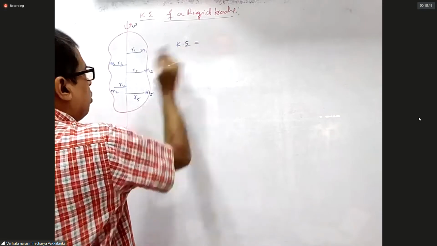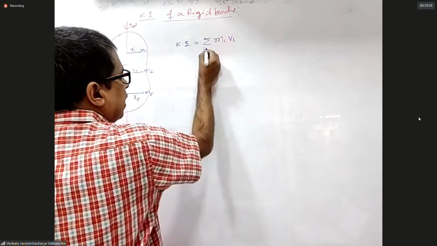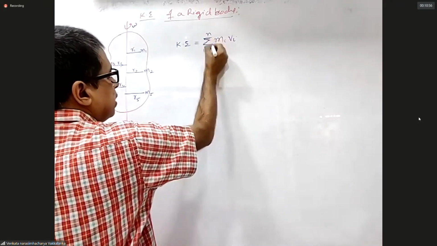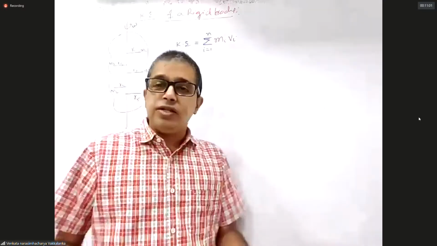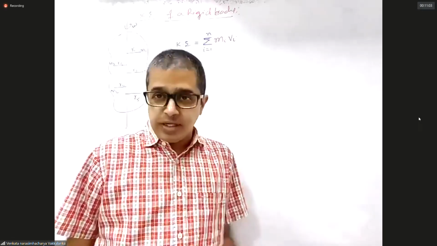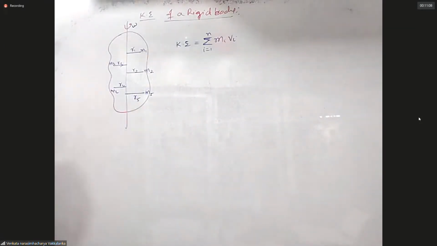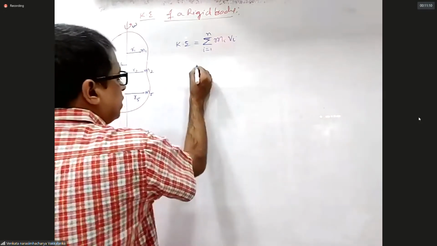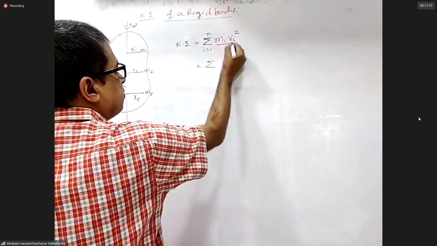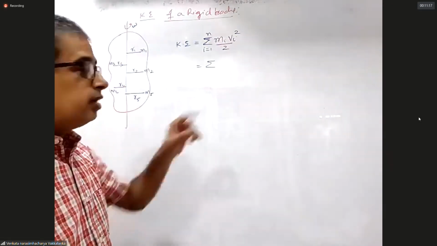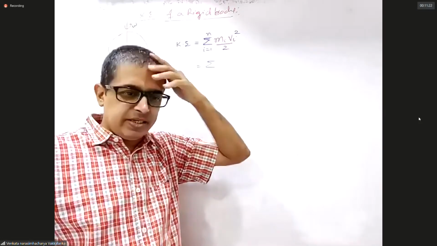Kinetic energy of this body will be the summation of mi vi, i goes from 1 to n. Do you agree with that? The body constitutes small, tiny point objects, so the kinetic energy of each point will be half mv square, so half mi vi square. Sigma of half mi vi square. It is kinetic energy, not momentum, hence half mv square.